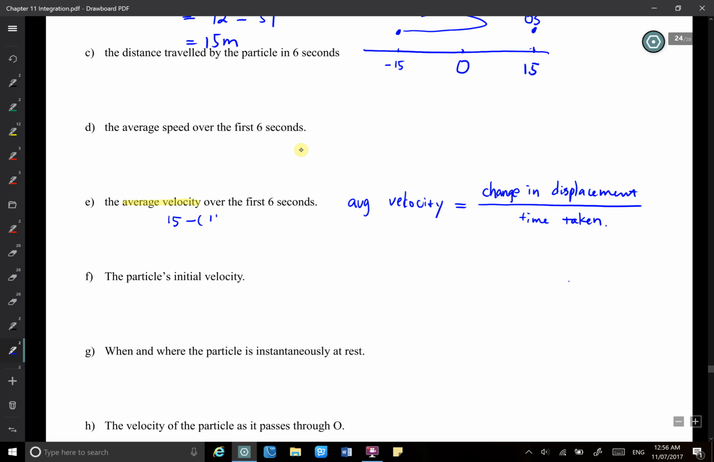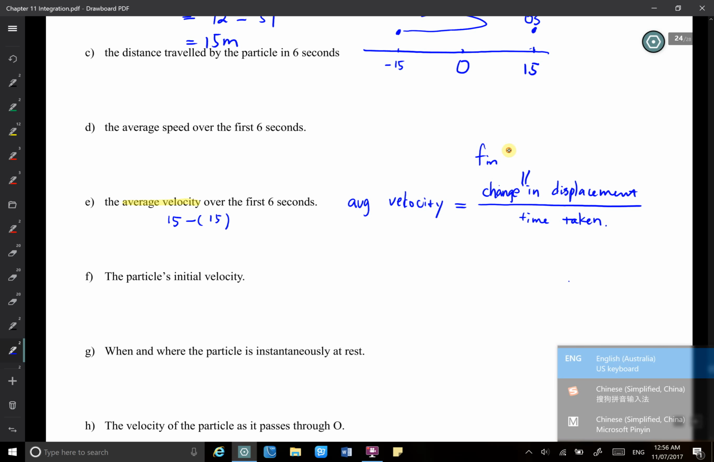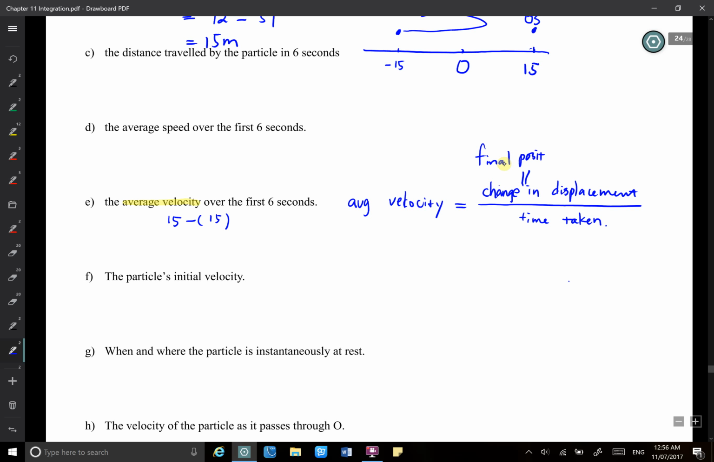So the average velocity will be calculated as 15 minus negative 15. That's the final position subtract the initial position, that equals final position subtract initial position. Okay, so that is over 6. 30 over 6, 5 meters per second. Okay, 5 meters per second.